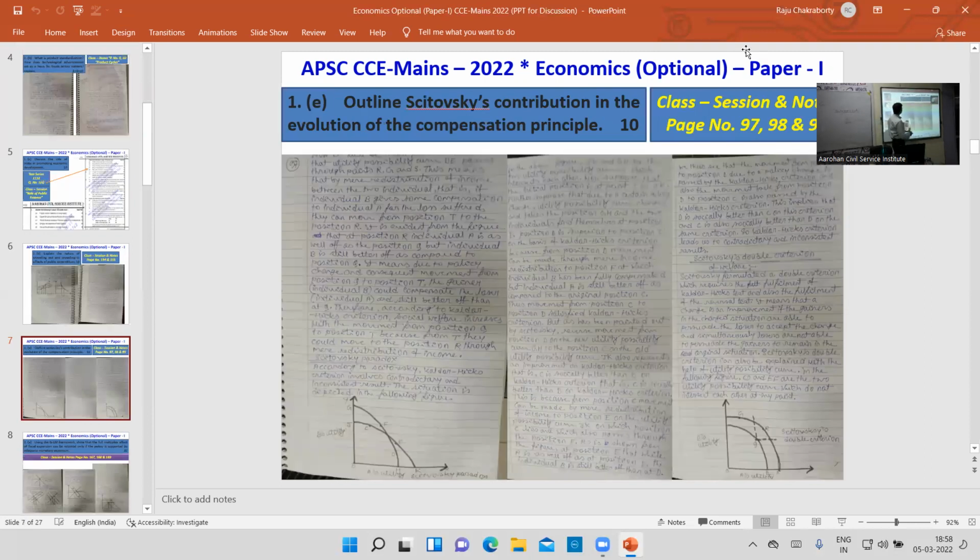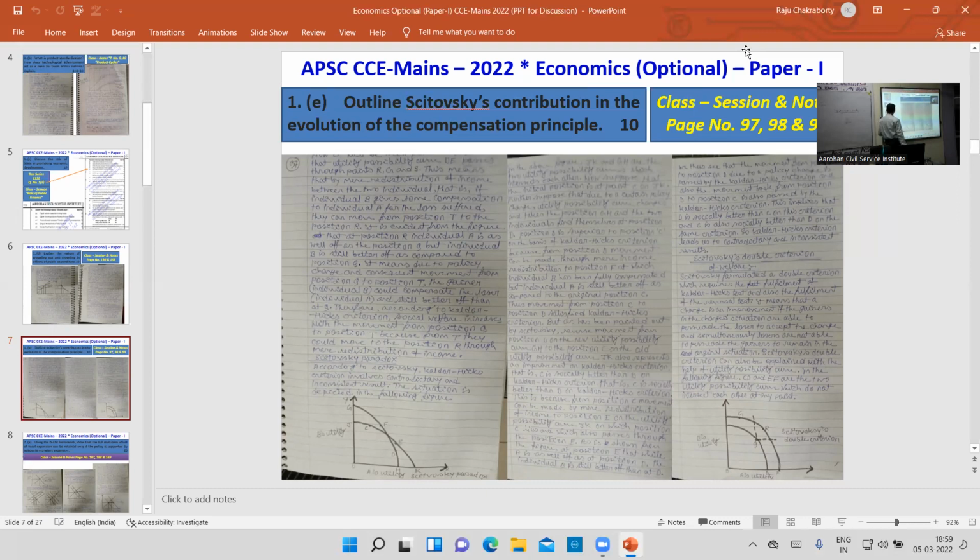One E question, outline the Scitovsky contributions in the evaluations of the compensation principle. It is welfare economics or question to this. In our class session we discussed for this. I have page numbers of my reference for this, 97, 98, 99. So all are about question number one, five questions.